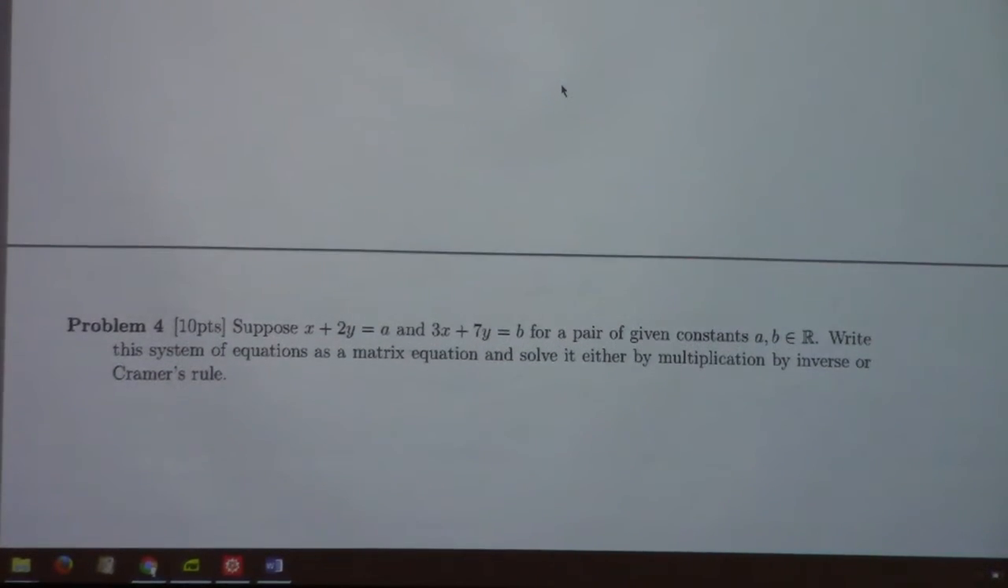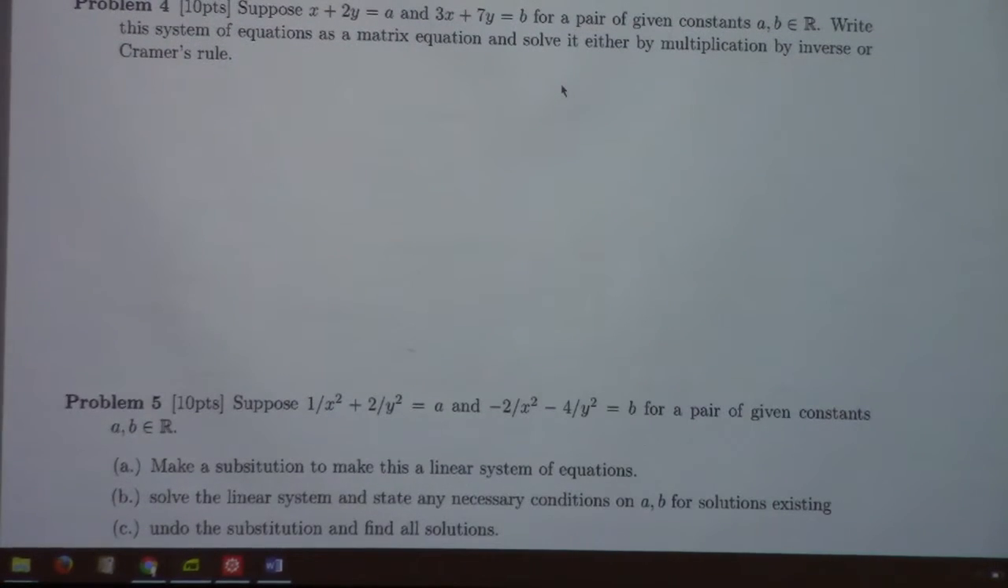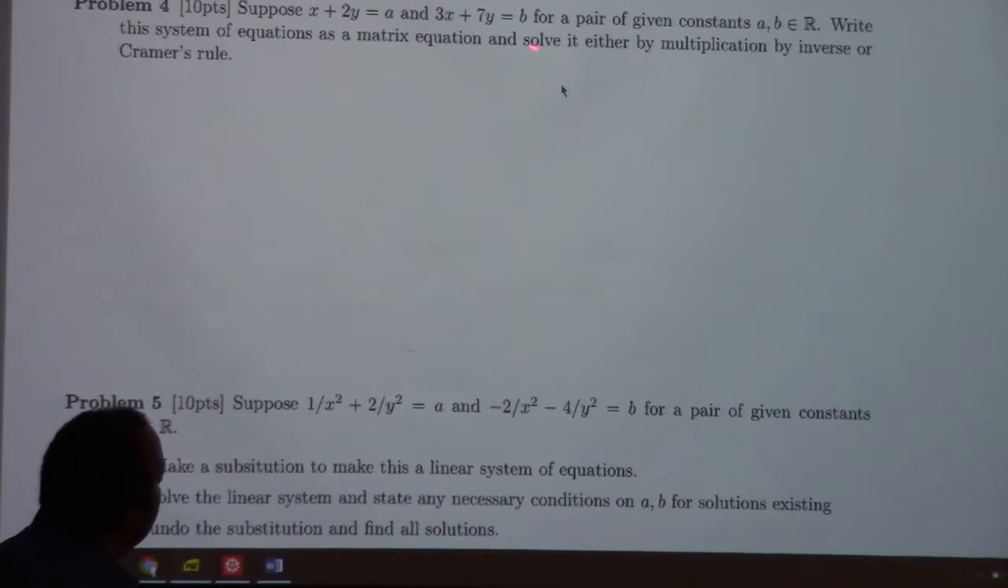Here's the elementary matrix question. We have talked about those too, have we not? Oh, look, a symbolic problem. x plus 2y equals A, 3x plus 7y equals B, for given constants. Write the system of equations, solve it either by multiplication by inverse or Cramer's rule.